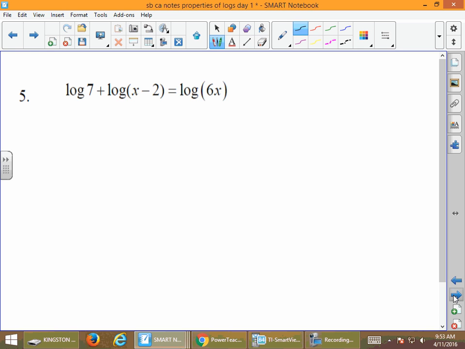Problem number 5. Log of 7 plus log of x minus 2 equals log of 6x. There's no base written. What is it? 10 doesn't have to be written. But we want to condense this down so that we have one logarithm on the left and one logarithm on the right.